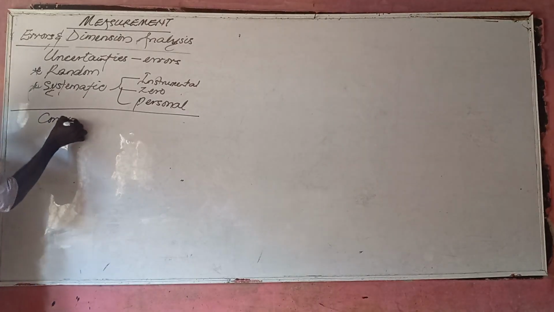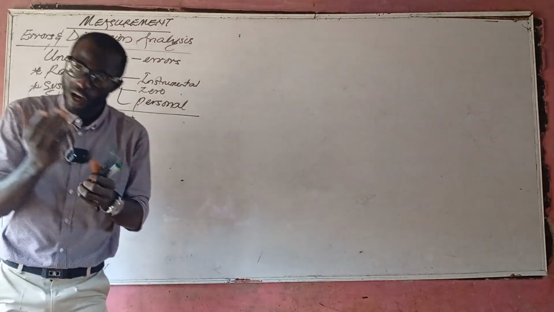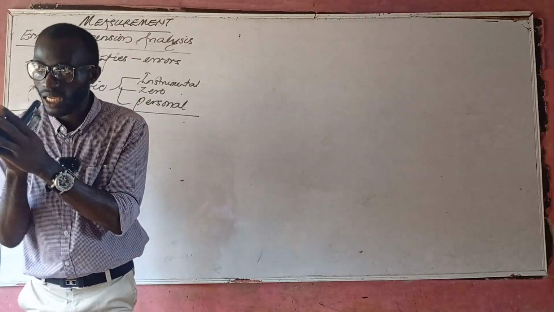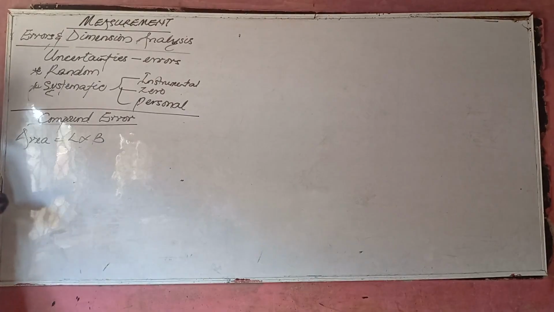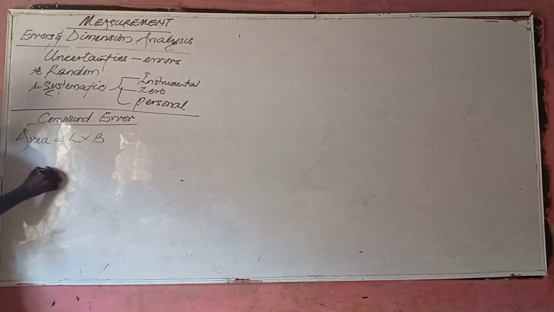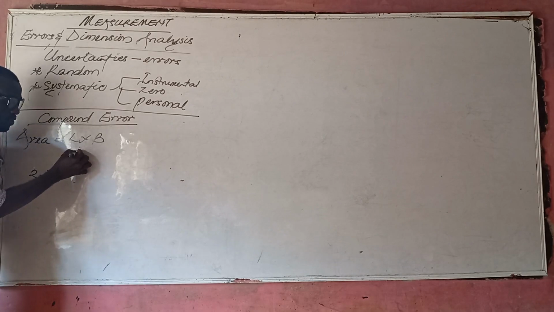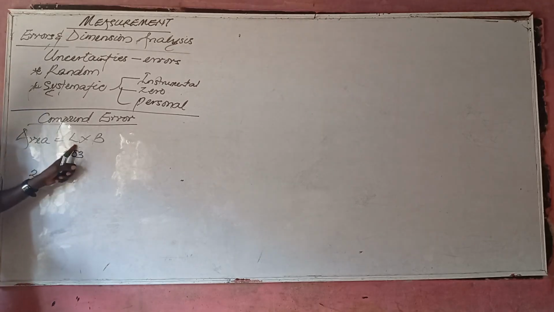Compound error is actually error that compounds. What do you mean by compound? Error that adds up in another step. So if you make a mistake in, for example, look at this. What's the formula for area? Length times breadth. If you are calculating the length, and the length was 2.01, and you calculated 2.03, you know you have made an error in the length.